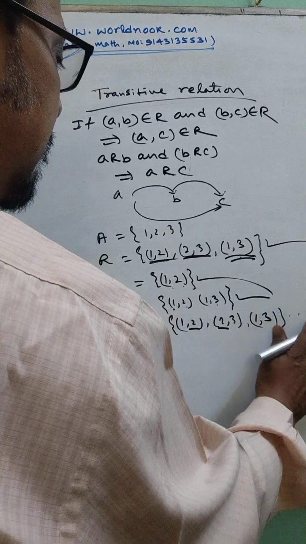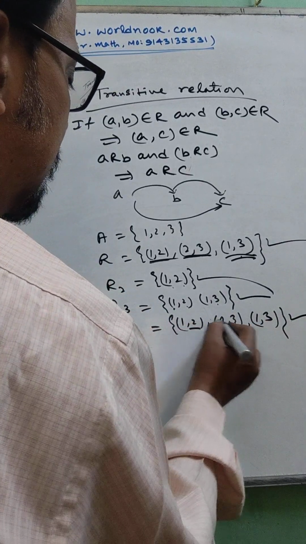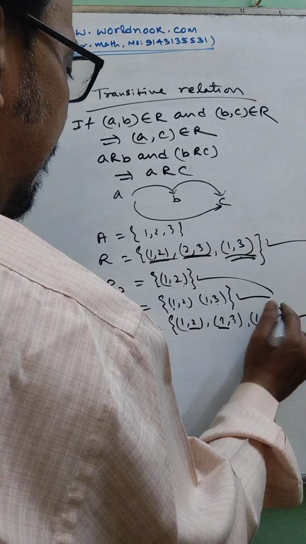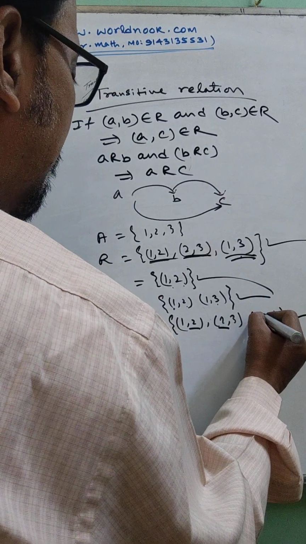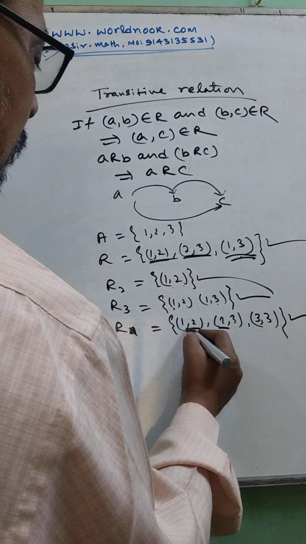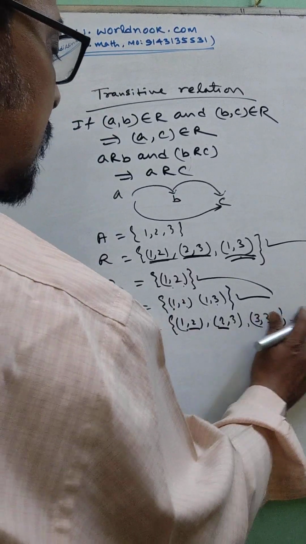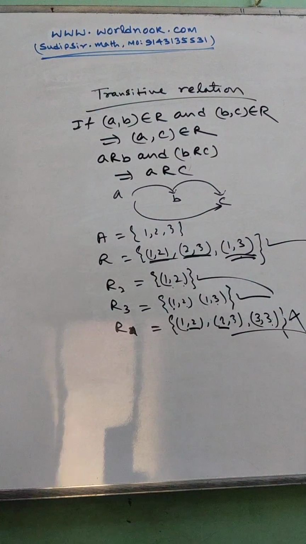Now it is transitive. But if (1, 2), (2, 3) and (3, 3), (1, 2), (2, 3), (3, 3), so this will not be transitive. Okay.